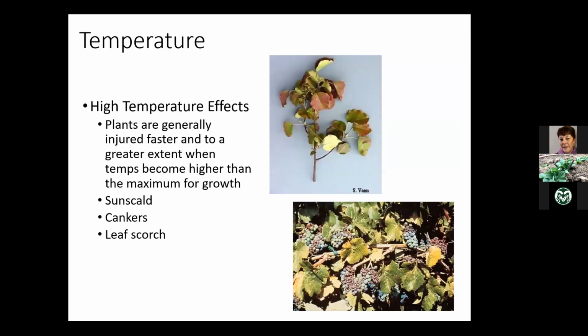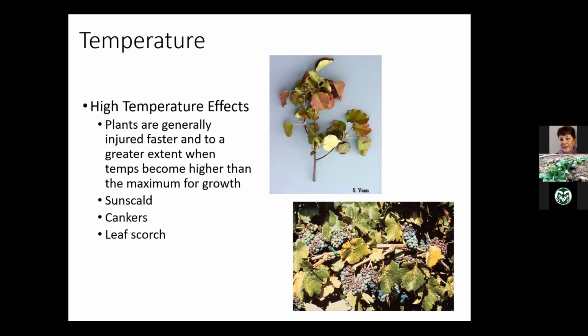High temperature affects plants. At high temperatures, plants are generally injured faster and to a greater extent when those temperatures become higher than the maximum for growth. We see this not so much in the grapes that I have here, or the ornamentals, but in our vegetable gardens. When it gets too hot, our tomatoes don't set fruit because the flowers abort. They just don't pollinate, because the temperatures are above that maximum. We also can see sun scald on our plants, and canker formation from that sun scald.